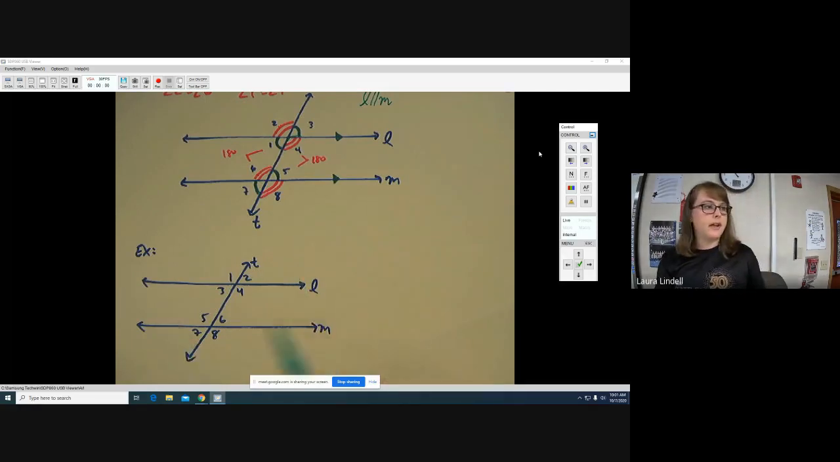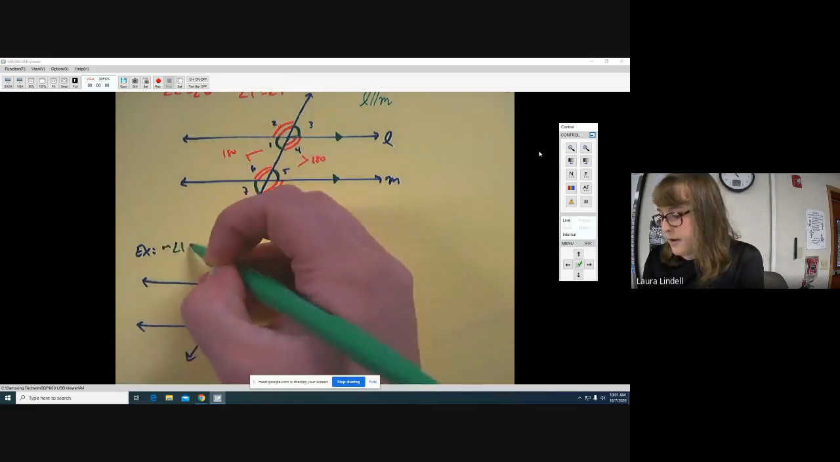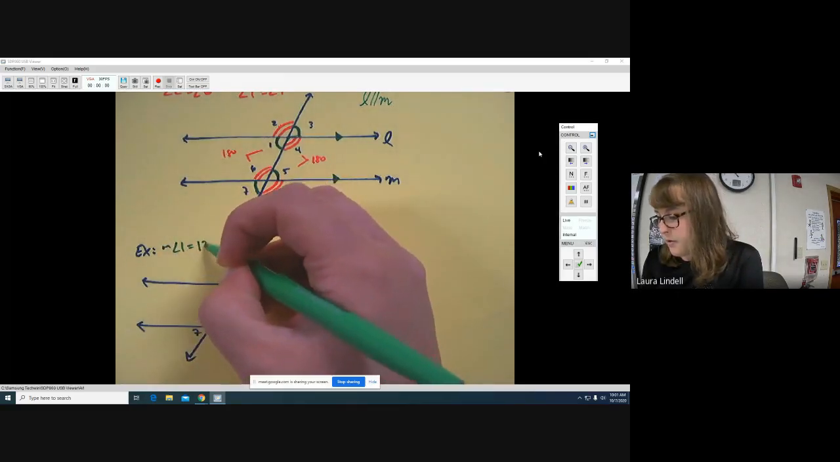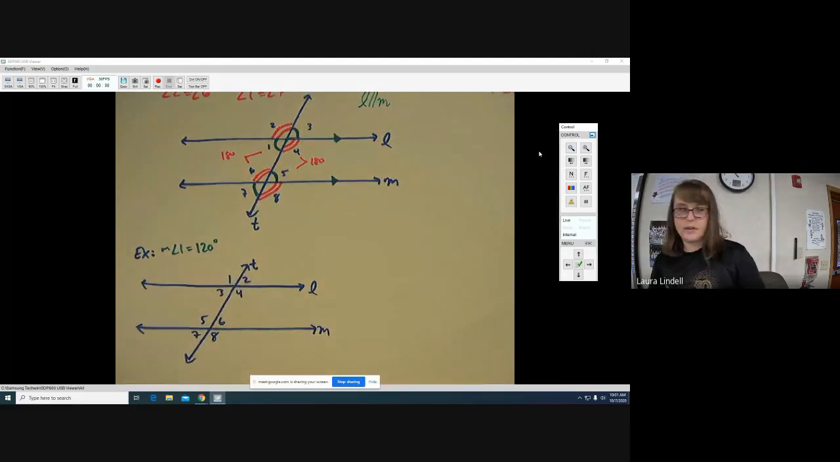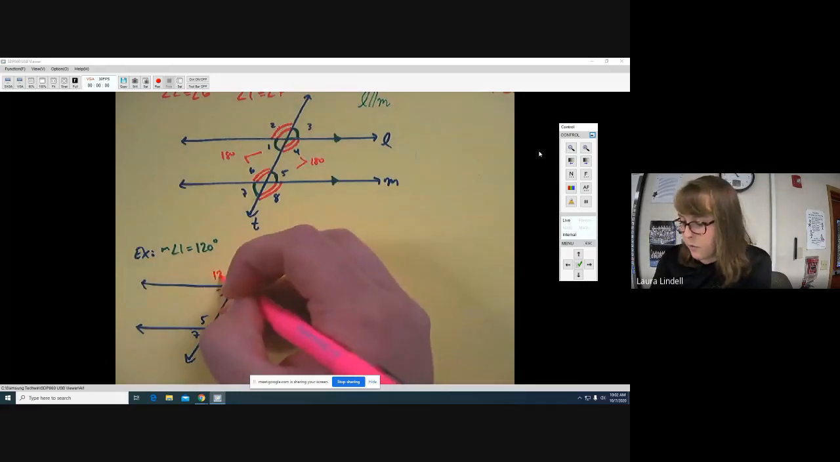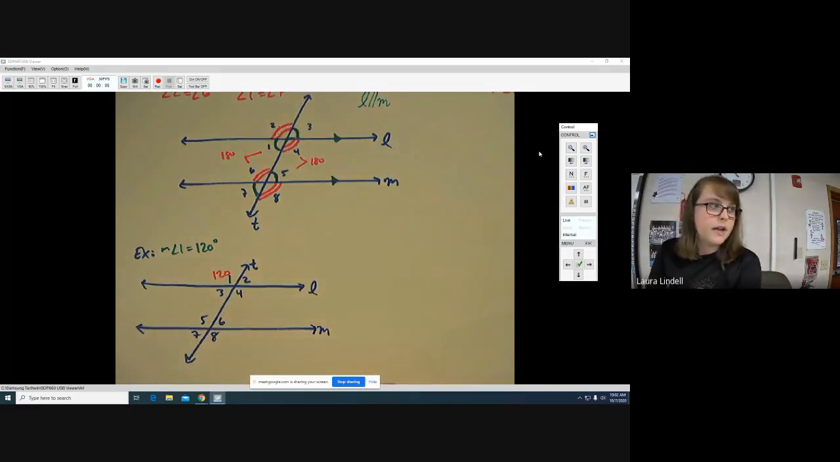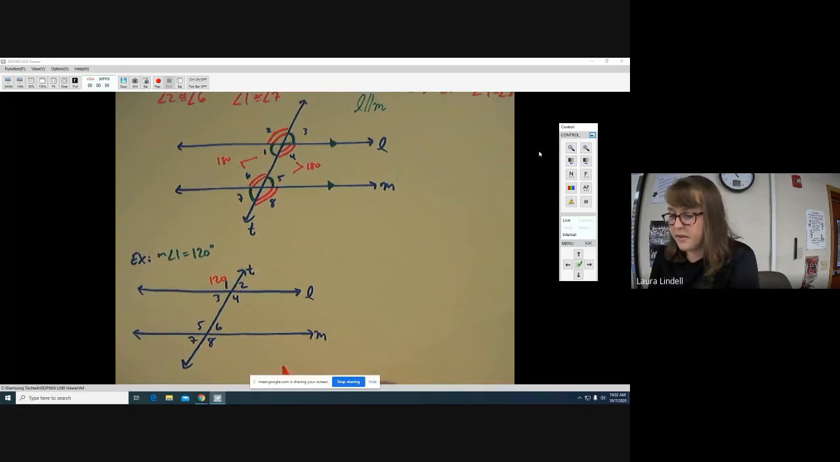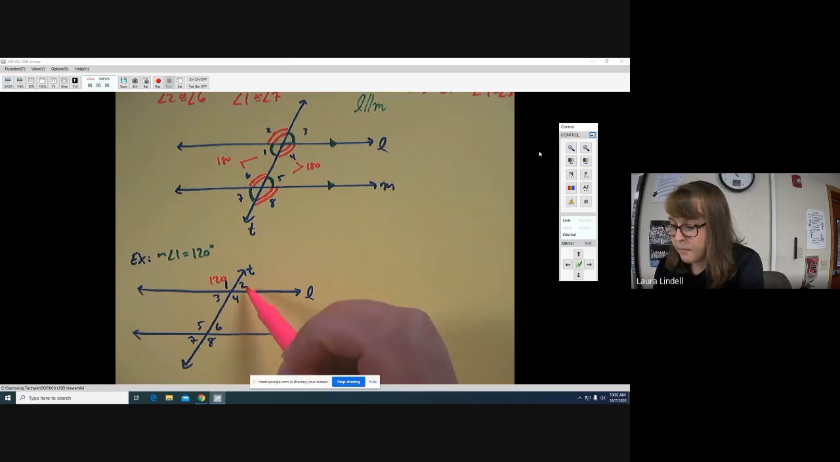All right, so we might see a picture like this, and we might be told that measure of angle 1 is 120 degrees. Okay. And we might be asked to find all of the other angles that are missing. And if that's the case, then we know, okay, angle 1 is 120. And then we can just kind of start going around labeling our picture with the rest of the angles that we can find based off of knowing that this angle is 120. We can even start with just this pod up here if we want to.